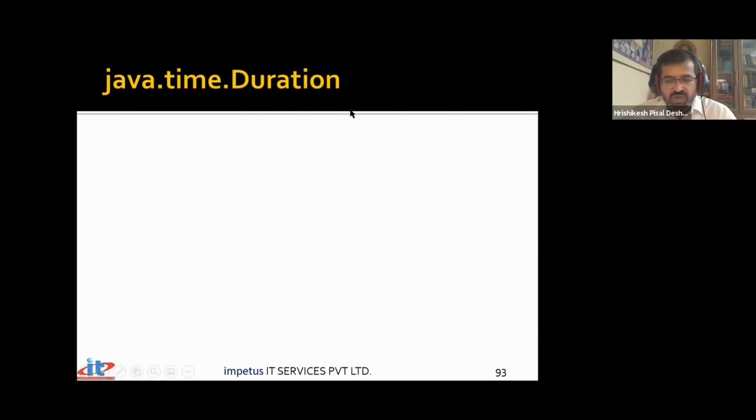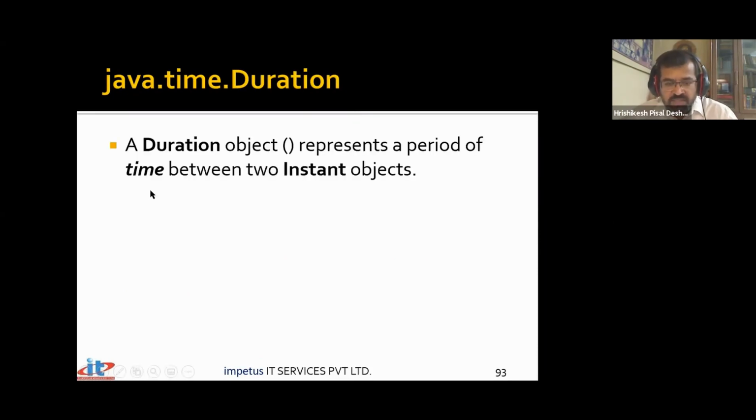Along with that, we also need to be aware of a class called Duration. Instant and Duration. A Duration object represents a period of time between two Instant objects. That's the reason I'm discussing these three classes together, because there are two instants, and the period between the two instants, how much the duration is, I would like to identify, comes in a class called Duration.